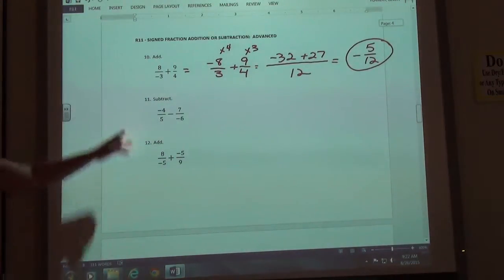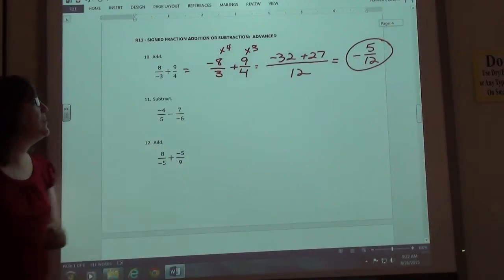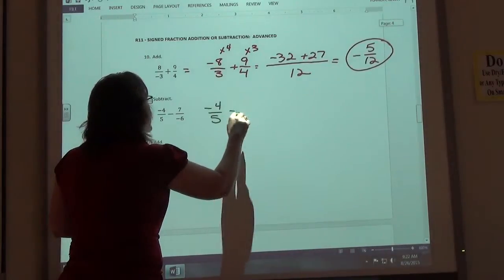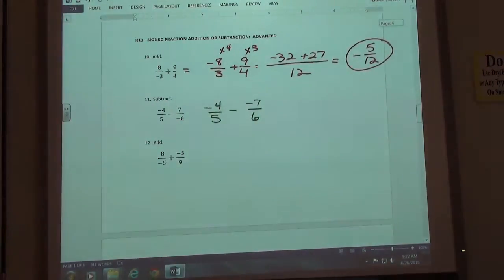So number 11, same kind of thing. There's a negative on the bottom with the 6. I'm going to move it up with the 7. So I have negative 4 fifths. I'm going to subtract negative 7 sixths.